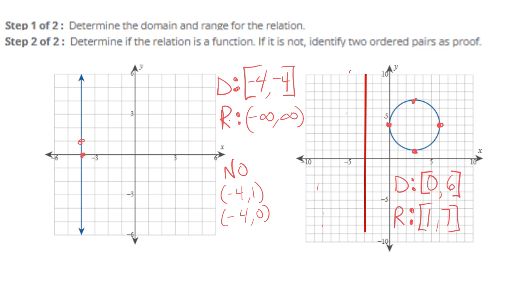Here's my vertical line test. Does the vertical line hit it more than once at the same time? Sure does, all over the place. So that's not going to work for a function. I'm going to have to say no, not a function.